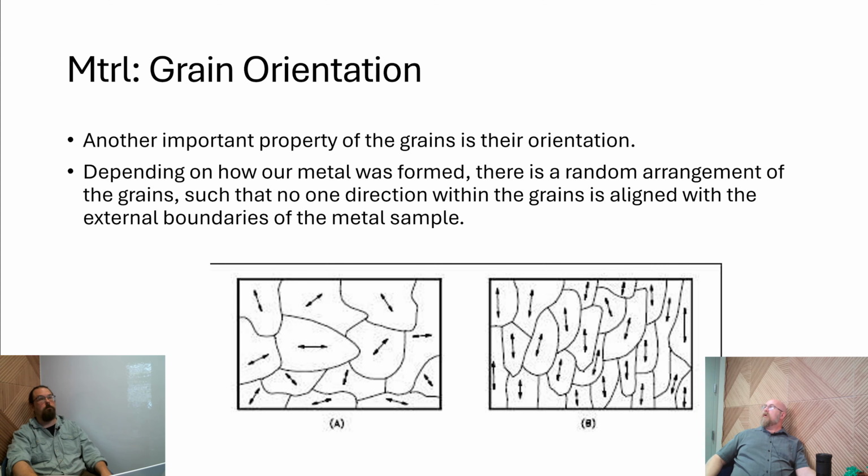Grain orientation also has an important property characteristic. Depending on how our metal was formed, there's either a random arrangement of grains, such that no one direction is prevalent over another, or you can have them aligned. Things like hot rolling processes would achieve this sort of alignment, which gives the metal a better tensile strength in one direction.